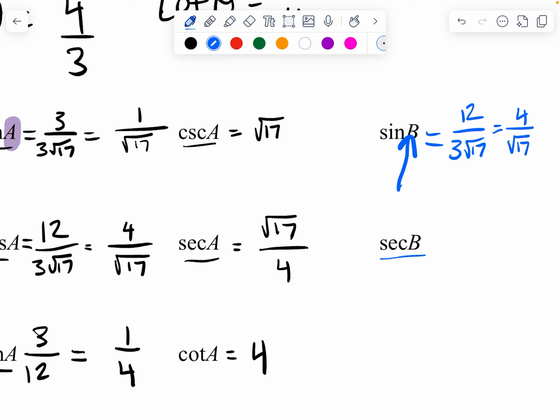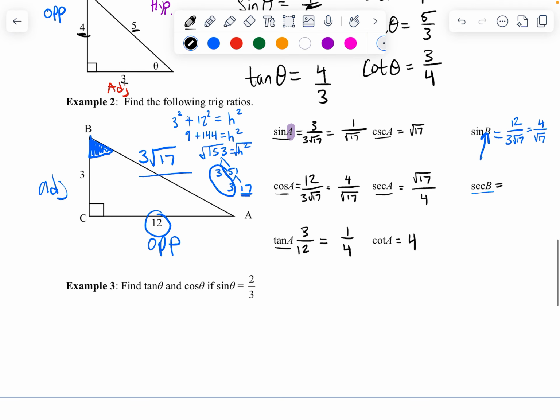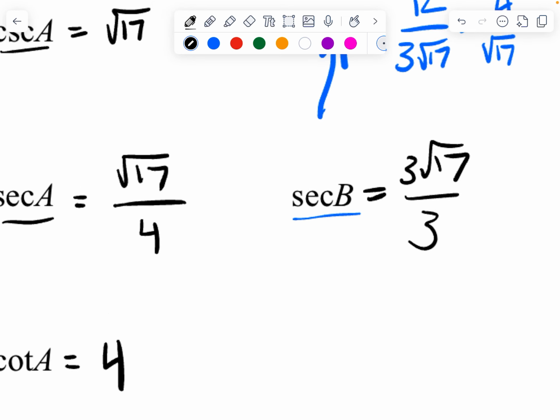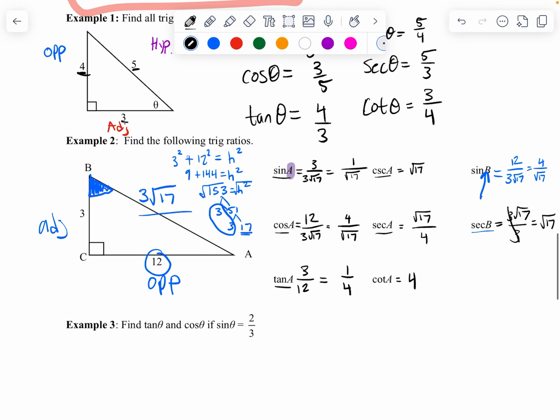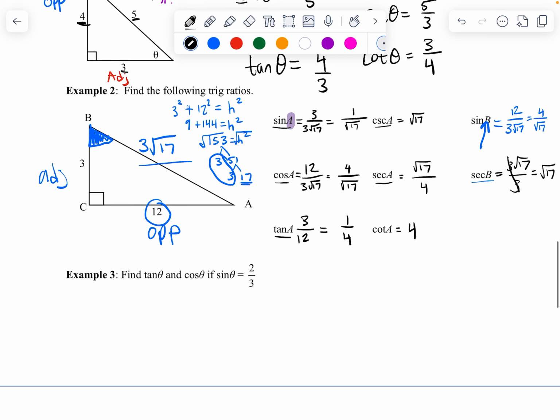Now, secant of B. Secant's the reciprocal of cosine. Cosine is adjacent over hypotenuse, so hypotenuse over adjacent is secant. So hypotenuse, 3 square root 17, over adjacent, which is 3. And then from there, 3 over 3, that's just 1, so we get square root 17 as an answer. And that's all of them. You don't need to rationalize as much when it comes to trigonometry. Still important, but not quite in trigonometry. But you do need to simplify any radical and simplify whole fractions.